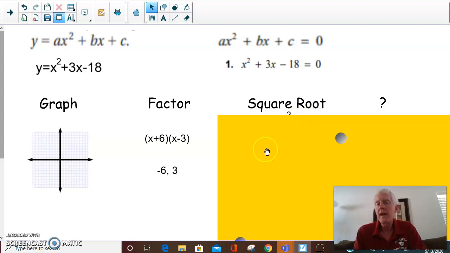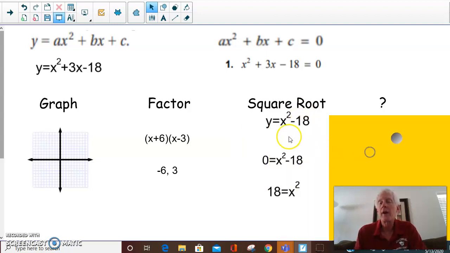The square root we did last week. Sometimes you might get a quadratic that looks like x squared minus 18. Well, you want the y to be 0, so you make y 0. Then we add 18 to both sides. You can take the square root of that, and x could equal the positive value of root 18 and the negative value of root 18. Of course, we could simplify that to 3 root 2, I believe, but that is a relatively simple square root.